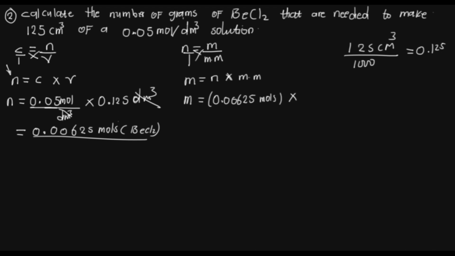Now times, we need to find the relative formula mass for beryllium chloride. So we can now say Mr is equal to, so from beryllium chloride, we can see that there is 1 atom of beryllium, so Be times 1. Then also 2 atoms of chlorine, so Cl times 2. Beryllium has mass number of 9 times 1 plus 35.5 times 1, times 2.